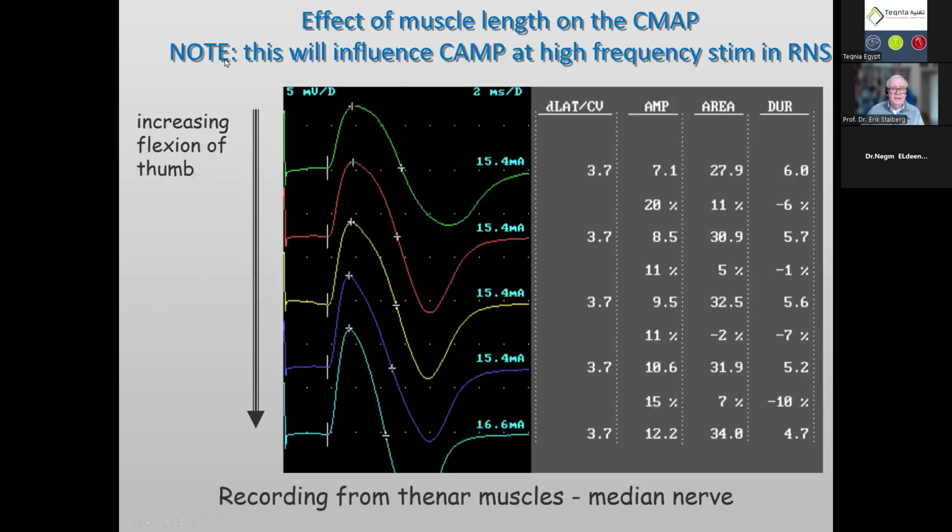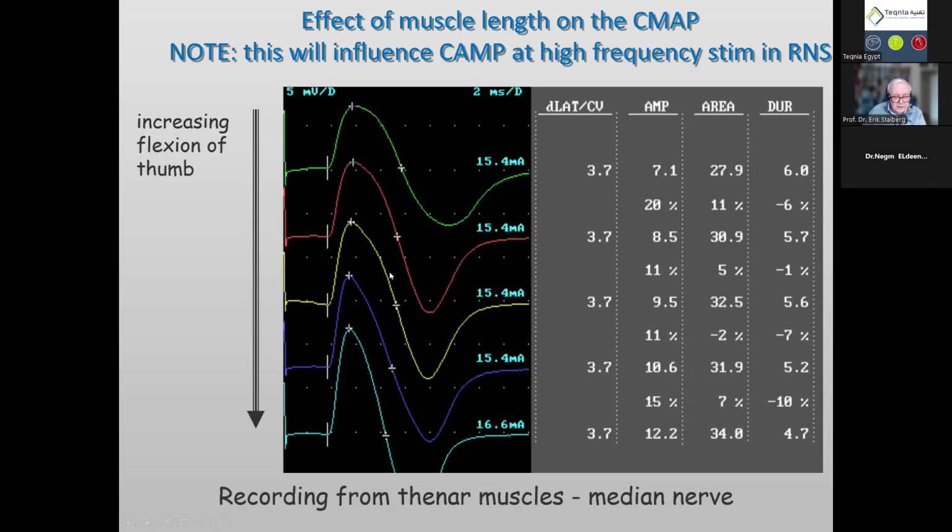Here is another thing: we can make the muscle shorter. For example, here is a recording from the APB, and I mechanically make the muscle a little shorter like this. Not activating, but just shortening the muscle. Here is the muscle in neutral position, shorter, shorter, shorter, shorter.